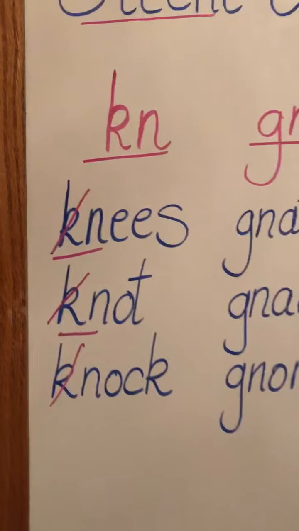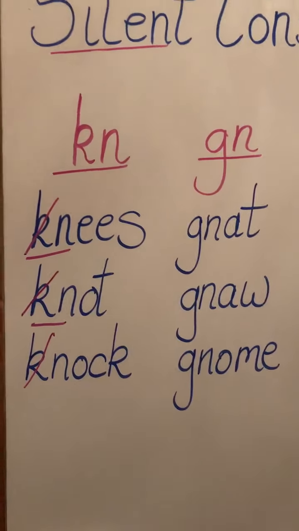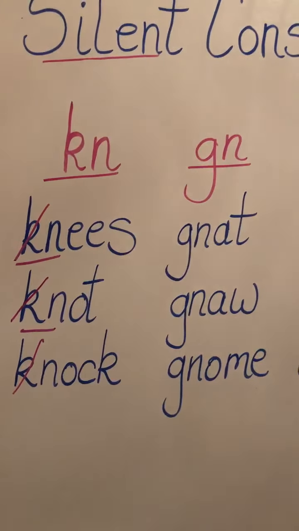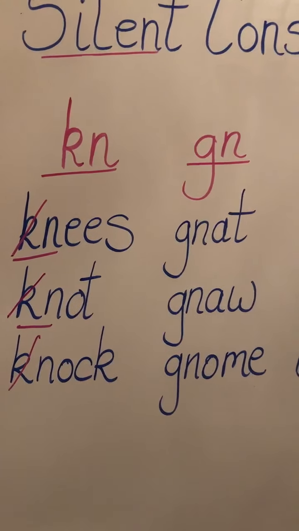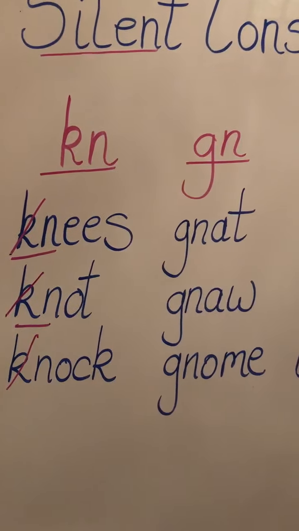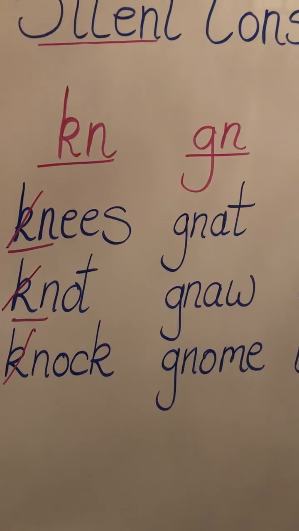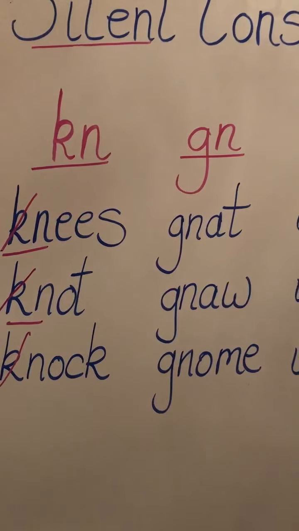Okay, another silent consonant pair is GN. Now I'm going to tell you up front, you will not see GN very often. There are not many words that have this silent consonant pair at the beginning. However, there are some, and these are 3 of them.